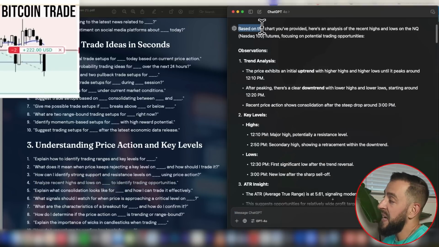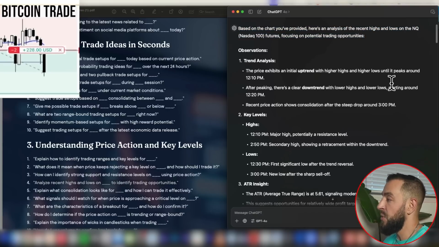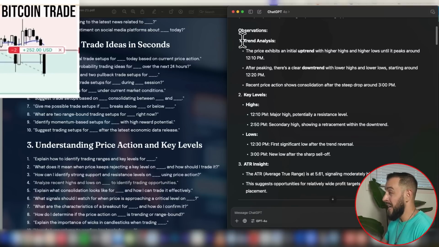Based on the chart you provided, here's an analysis of the recent highs and lows on the NQ, focusing on potential trading opportunities. Observations 1, trend analysis. The price exhibits an uptrend. After peaking, there's a clear downtrend.